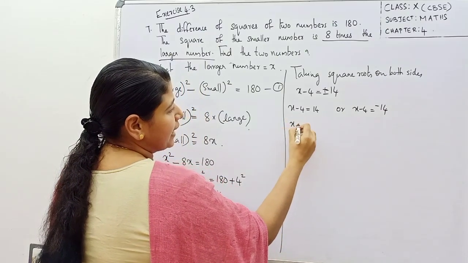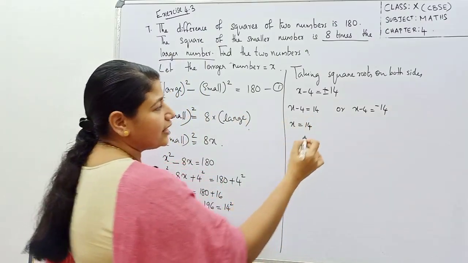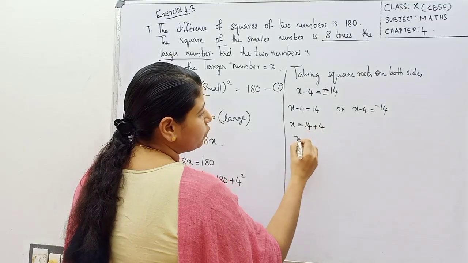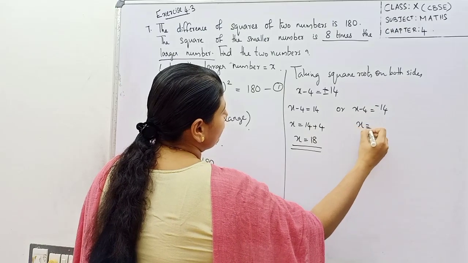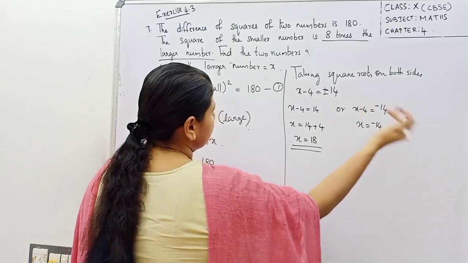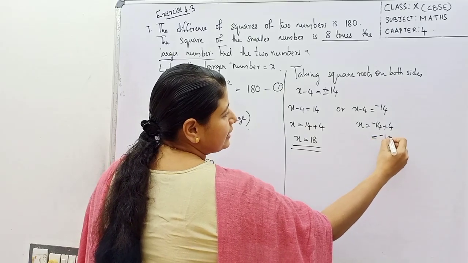If this happens, x equal to 14, negative 4 has to be taken to that side. Then it will become plus 4. Then you will get x equal to 18. And what about here? X equal to negative 14 is there. Take this negative 4 to that side. You will get plus 4 or you will get negative 10.